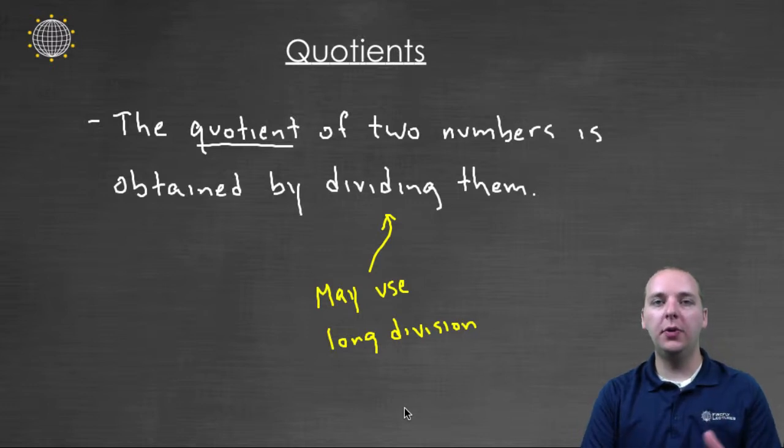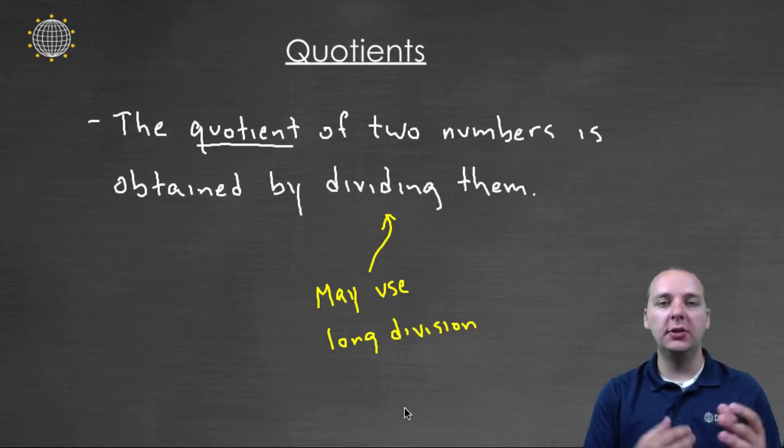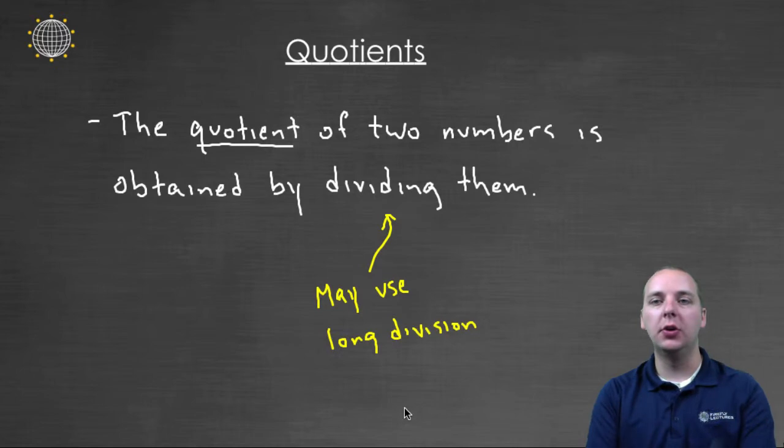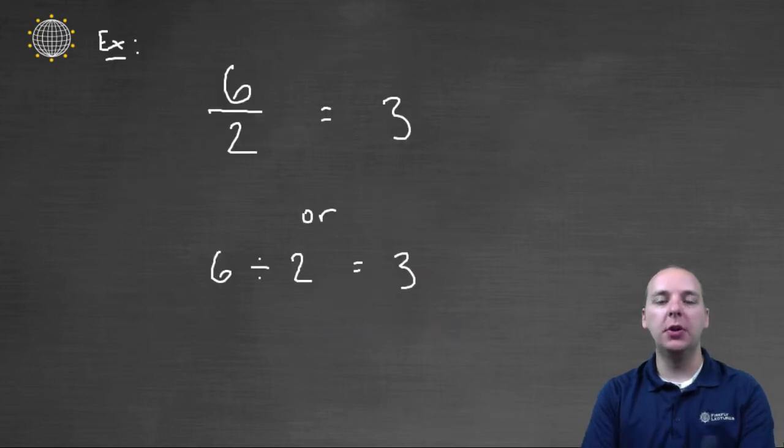The quotient of two numbers is obtained when you have one number and you divide it by another number. Now, to actually do this division, you can use long division, you can use your calculator, you can use whatever you need to use, but basically you just divide two numbers to get your quotient. So let's look at some terminology.